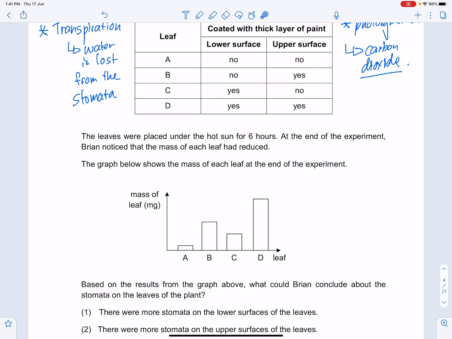Now, you will realize that even though one surface was blocked, the amount of water loss is not the same. For C, the lower part was blocked, but yet it lost more water. How do I know it lost more water? It has a lower mass compared to B. That means more water must have been lost. So it tells me that there could be more stomata on the underside.